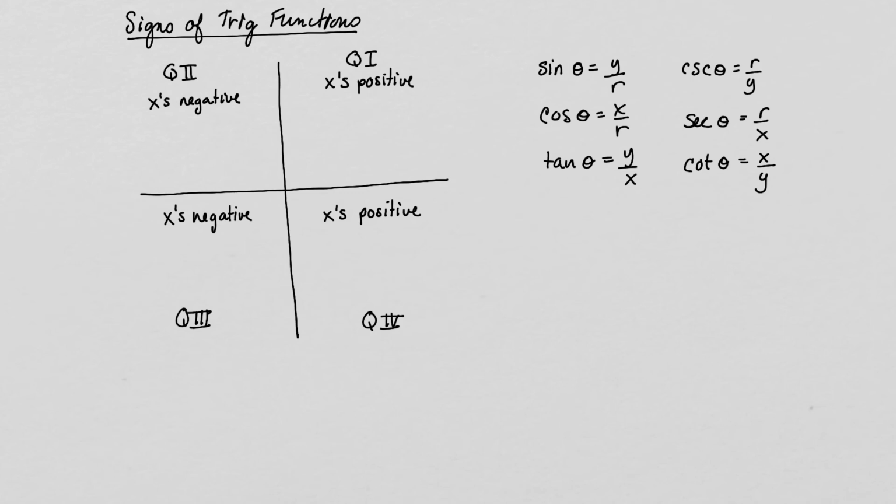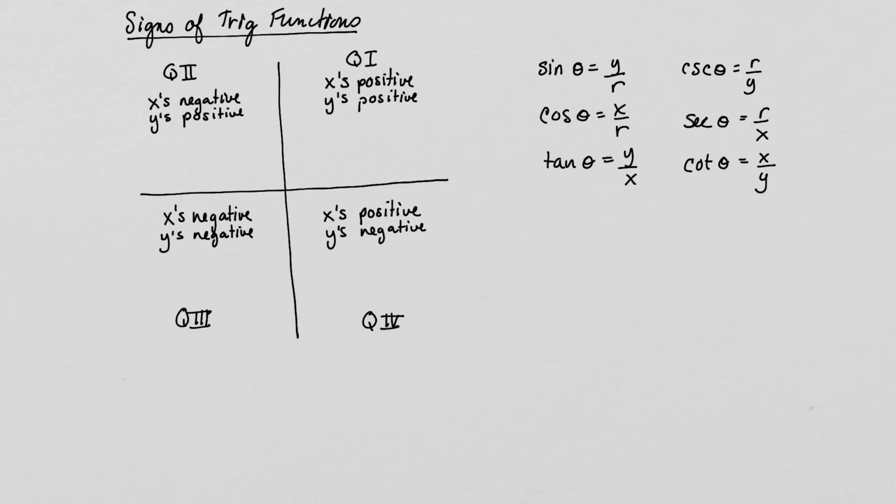Now we're going to do a similar thing for the y's. If I'm going up this way, are my y's positive or negative? Positive, yes. So the y's are positive. And what happens down this way? Down that way they're negative. So the y's are negative.